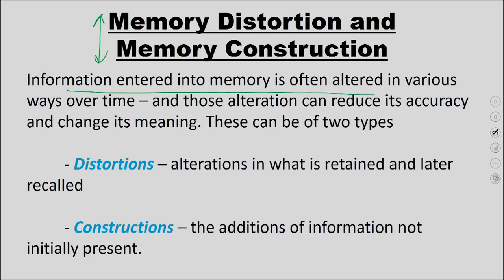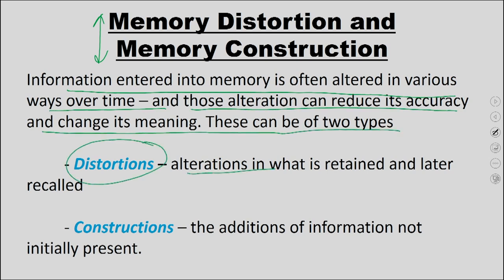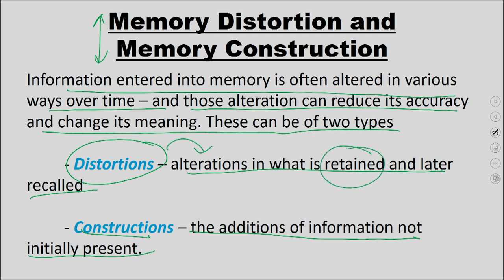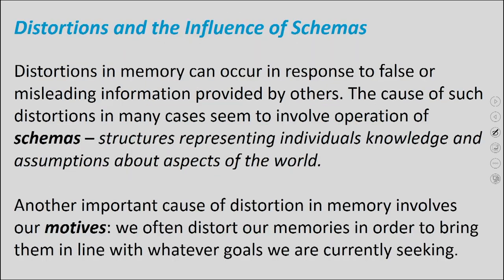Information entered into memory is often altered in various ways over time, and those alterations can reduce its accuracy and change its meaning. This can be of two types. One is called memory distortions, alterations in what is retained and later recalled, and the second is called constructions, the addition of information into initially present information. So, memory accuracy is affected by distortions, and by constructions, where new information fitting the schema, the kind of information already stored, can also lead to memory constructions.